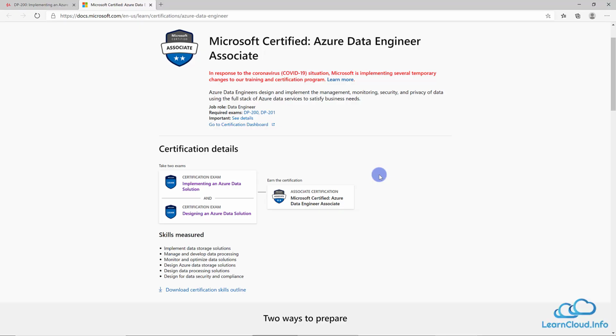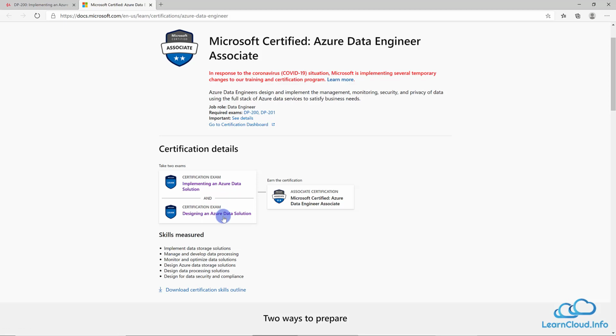Now, if you look at the Azure Data Engineering Associate page, to get this certification, you need to clear two exams: implement an Azure data solution, that is DP-200, and designing an Azure data solution, that is DP-201. The DP-200 exam is focused on how to implement data engineering technologies, like how to create them, how to manage them, how to use them, or how to configure them.